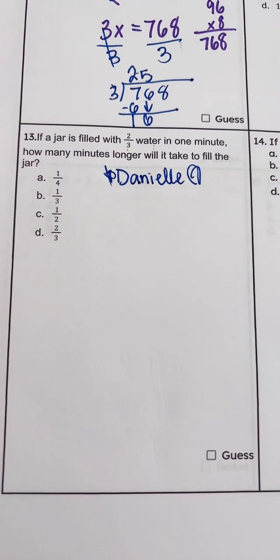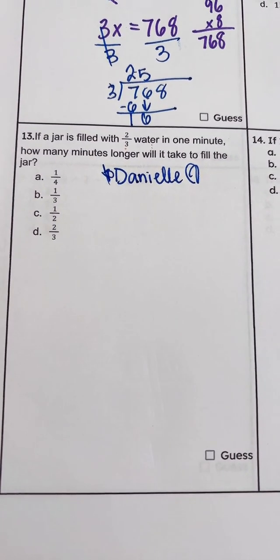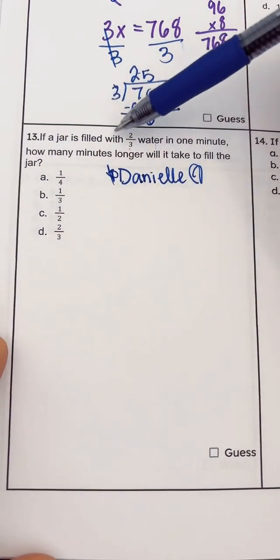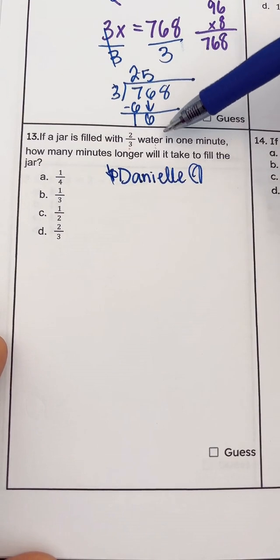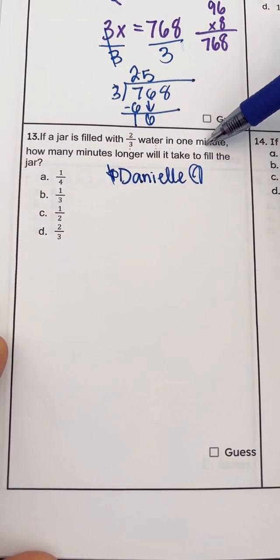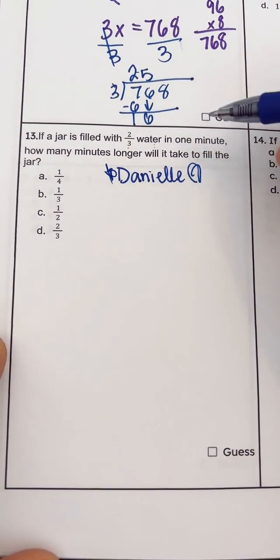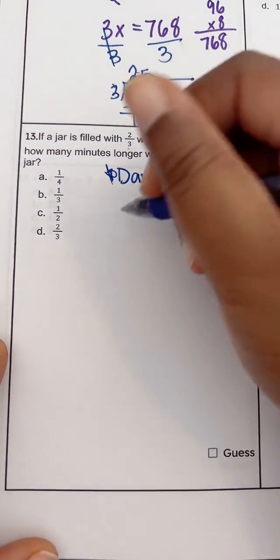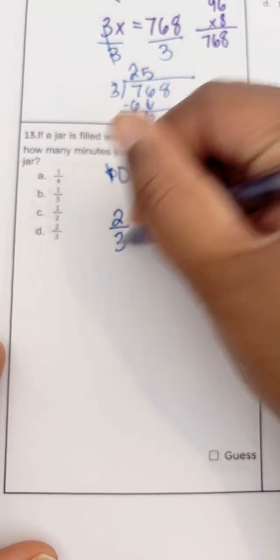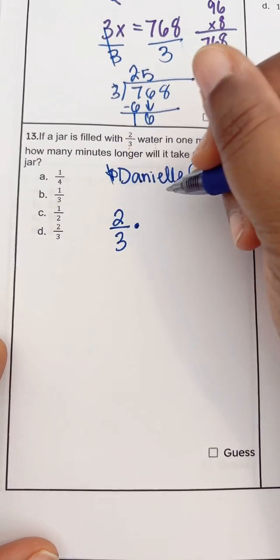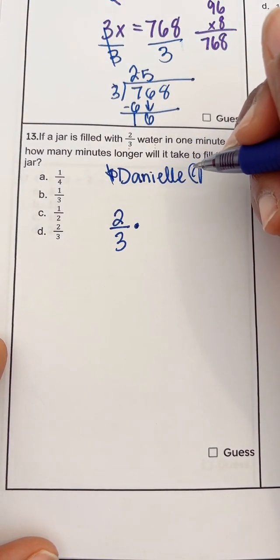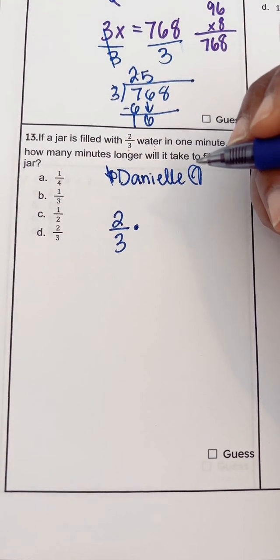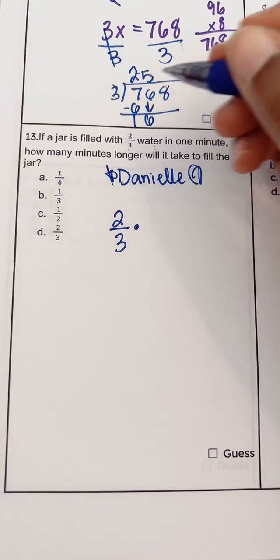We got 90 seconds. We got D. We got C, B. Oh, we kind of all over the place with this one, you guys. Okay. If a jar is filled with 2/3 water in 1 minute. Okay, so let's see. 2/3 of 1 minute. Is that what we're trying to do? 2/3 of 1 minute. I was thinking about doing 60 and then changing it to seconds, but that's too much, right?